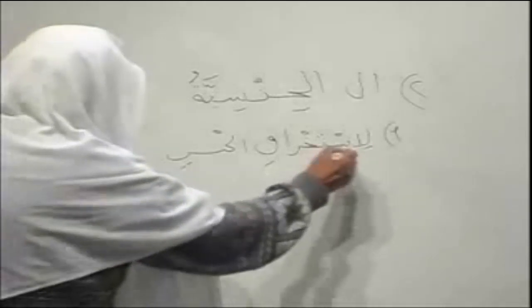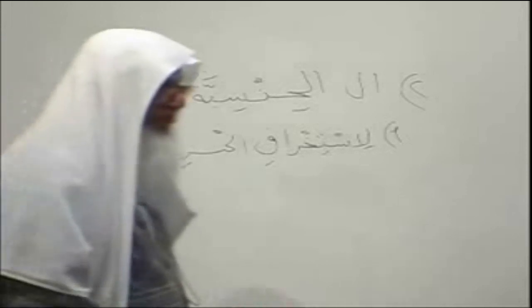الاستغراق الجنس. استغراق, which باب is this? Bab 10th, istaf'ala. Istaghraqa, gharaqa means to drown, to get drowned. Istaghraqa means to be completely covered. Al-istighraq al-jins. Example, as I told you, al-insanu yamut, man dies, it means every man dies. All human beings die.